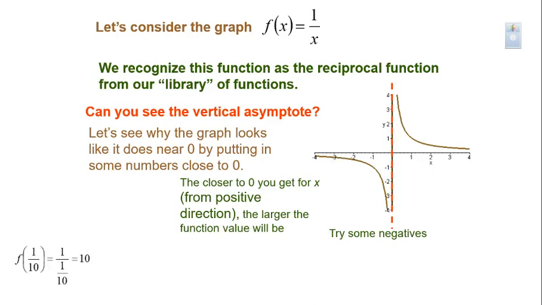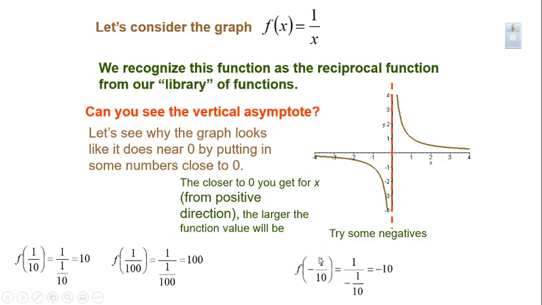Now, if we notice here, if we get closer and closer to 0 from the right-hand side, I plug in numbers. I plug in 1 over 10, I get 10. When I plug in 1 over 100, I get 100. If I plug in 1 over 1,000, I get 1,000. So you see that as we get closer and closer to 0 from the right-hand side, the answers get bigger and bigger.